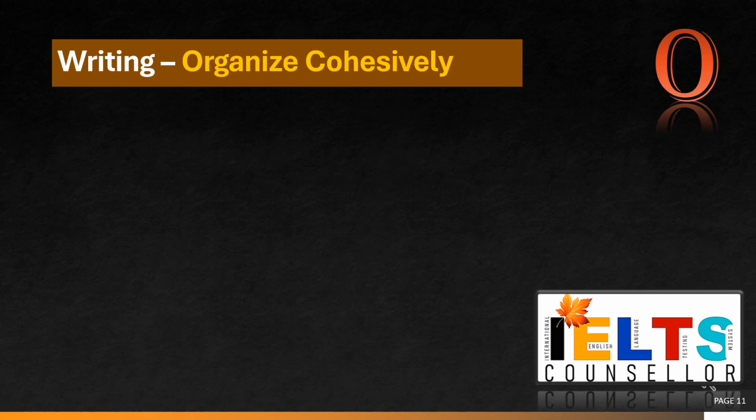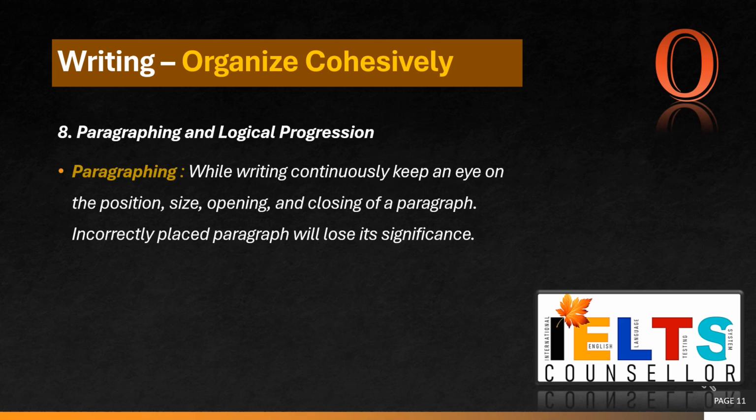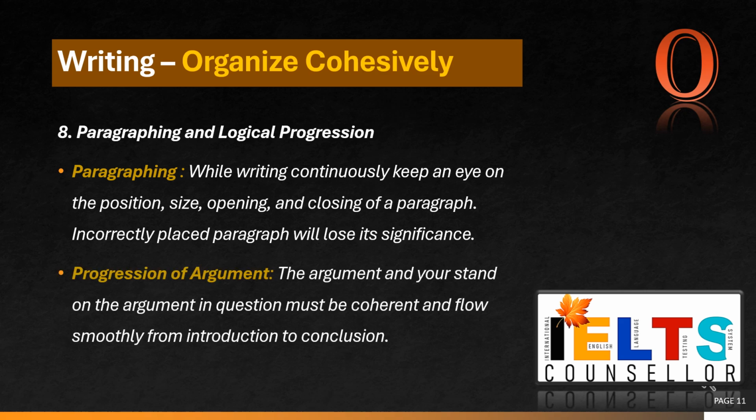Let's proceed further. When it comes to paragraphing and logical progression, it's crucial to continuously keep an eye on the position, size, opening, and closing of each paragraph. An incorrectly placed paragraph can, unfortunately, lose its significance. Additionally, the progression of your argument and your stance on the issue must be coherent and flow smoothly from the introduction to the conclusion. This ensures that your writing is not only well structured, but also effectively communicates your ideas to the reader.